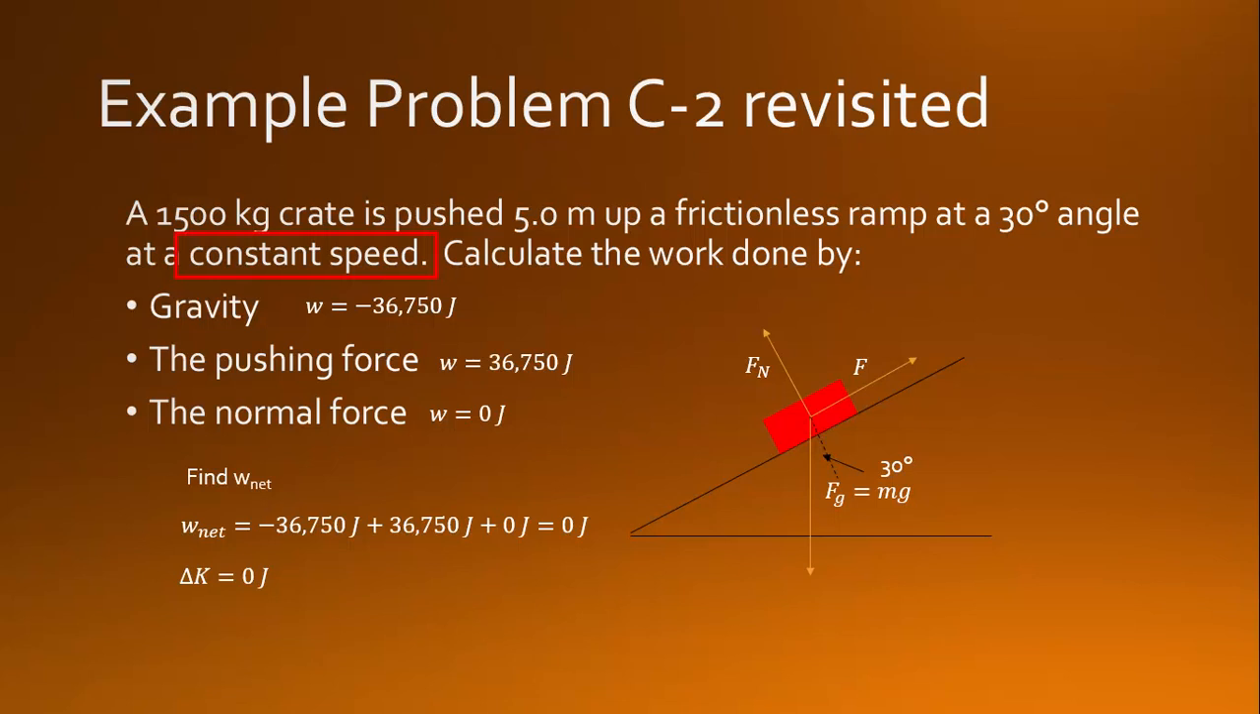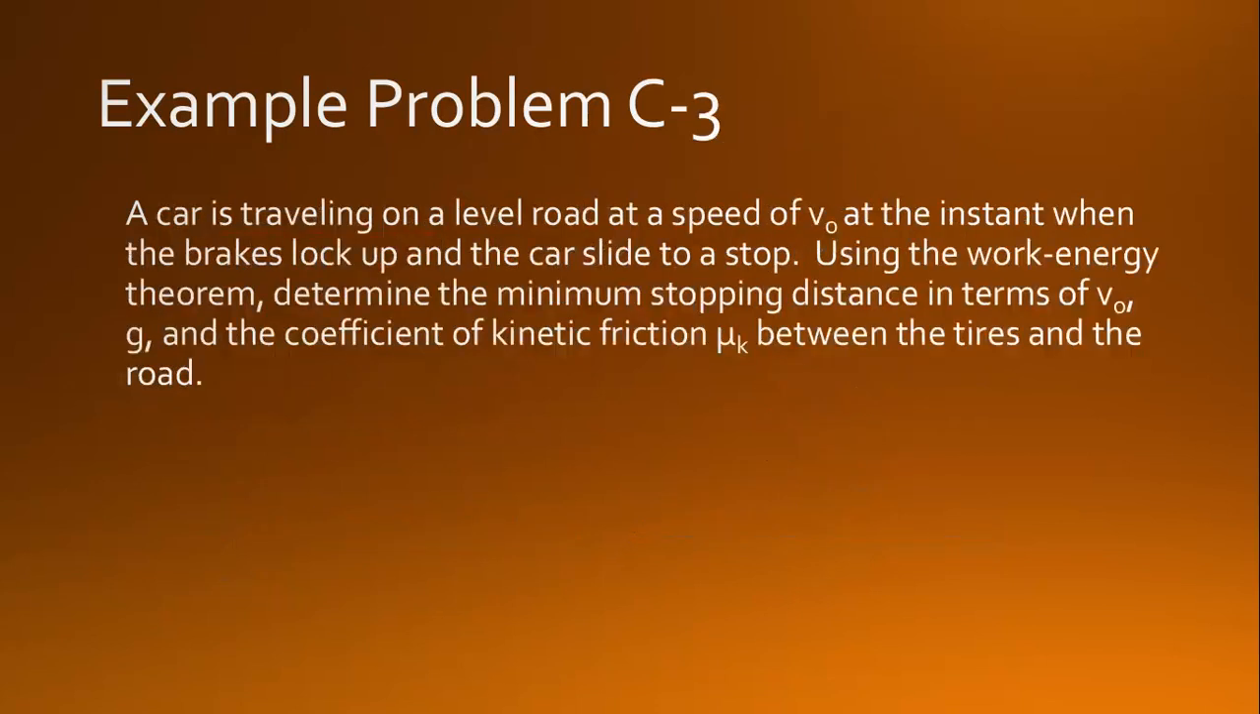So one of the cool things here is if we were doing problem C2 in the last lesson and we saw this constant speed piece and I calculated the work due to gravity, I would already know what the work due to the pushing force is, because work due to gravity, work due to the pushing force, work due to the normal force, those three all have to add up to be 0. Work due to the normal force has to be 0 in this case, so those two have to be the same size of number, just opposite in sign.